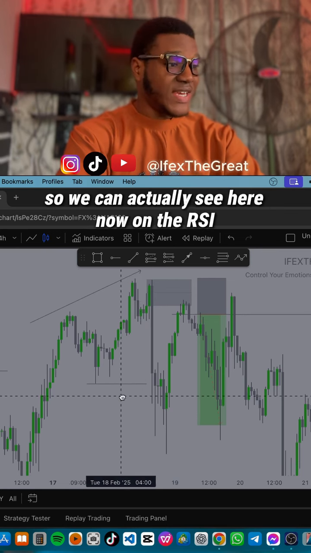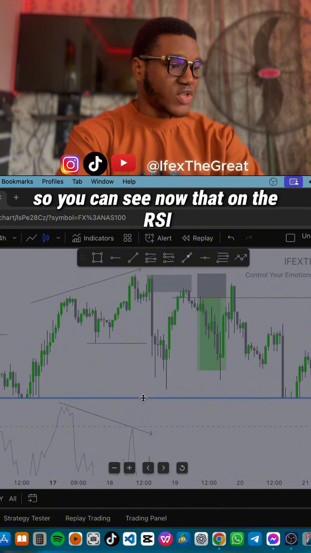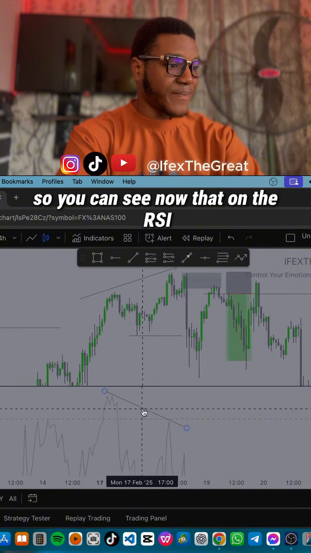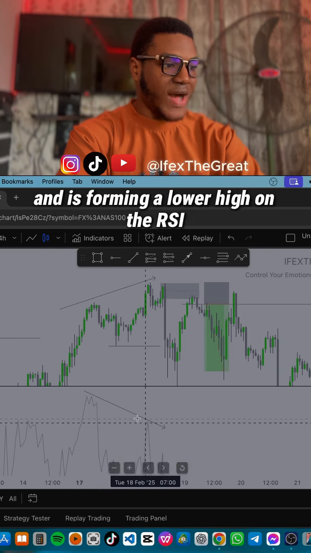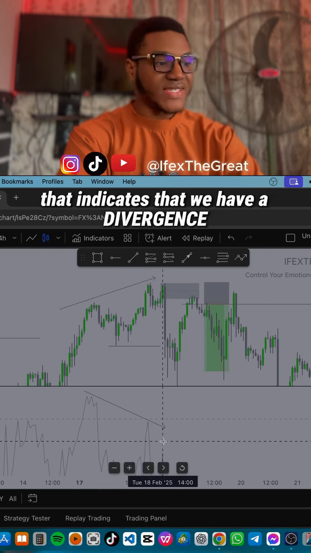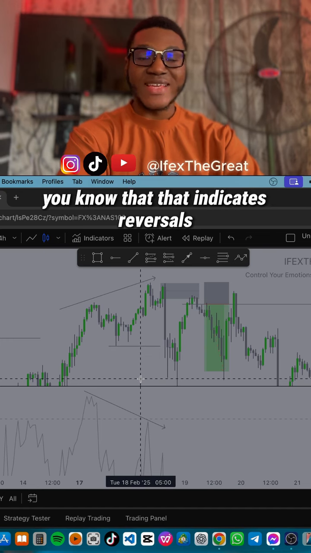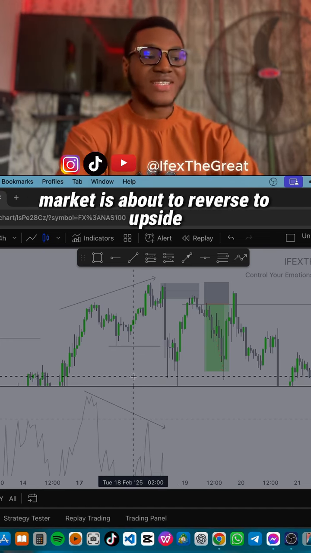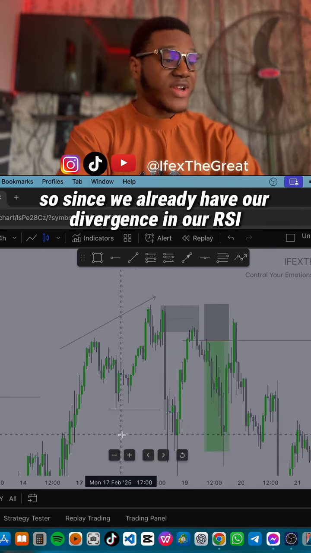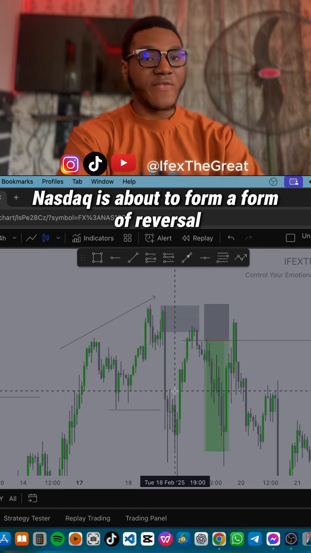So we can actually see here now on the RSI, which I will show you guys right now. You can see that on the RSI, price is forming a higher high on the candlesticks and forming a lower high on the RSI. What does that mean? That indicates that we have a divergence, and once there is a divergence, you know that indicates reversal. The market is about to reverse to the downside, or if it's going down, the market is about to reverse to the upside. So since we already have our divergence on our RSI, we know that Nasdaq is about to form a reversal.